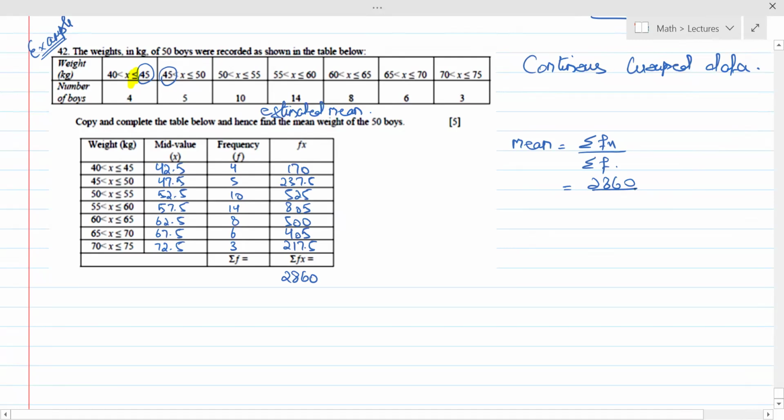And the total frequency, this is all about these 50 boys. So this is the total frequency for us, divided by 50. So mean would be 2860 divided by 50. And that gives us 57.2. And that ends the question here.